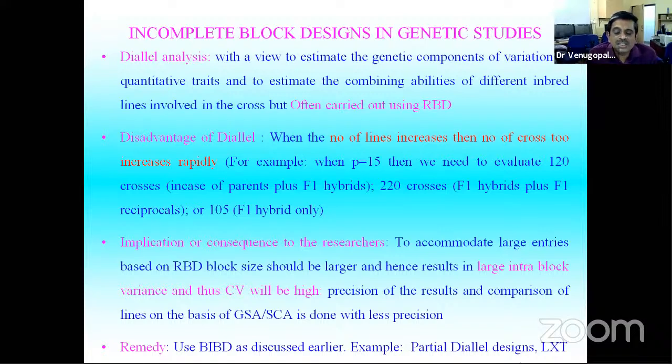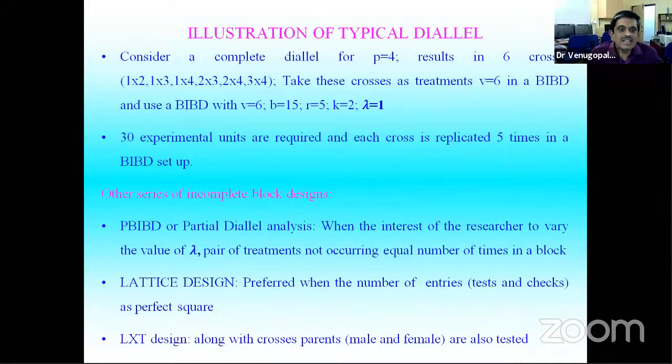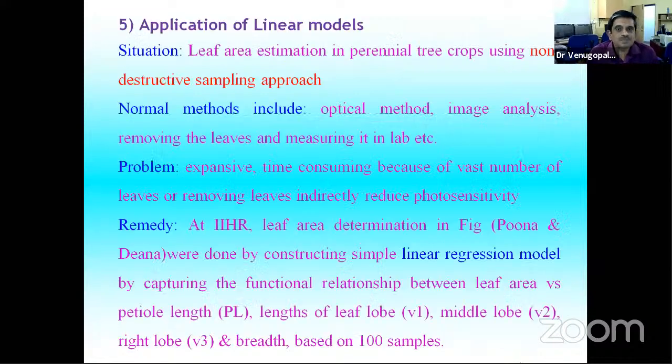The same augmented design or some incomplete block design can be used, as discussed in the previous slide, that we call a partial incomplete block design. And I have given an example of the PBIB design. This PBIB design will consider only a portion of the crosses and it will estimate with more efficacy. Even lattice design and line by tester design also fall under this gamut.